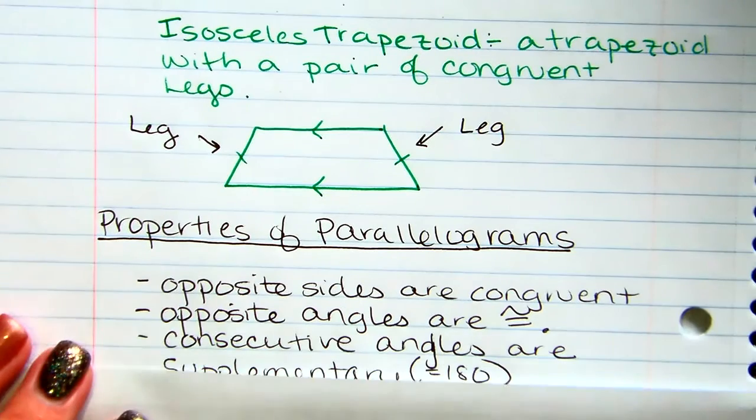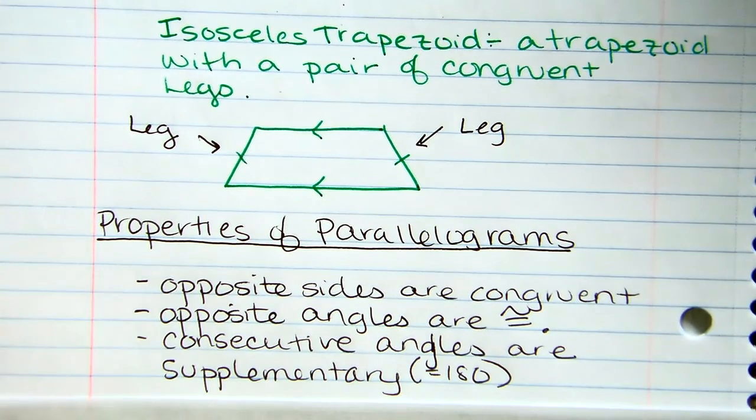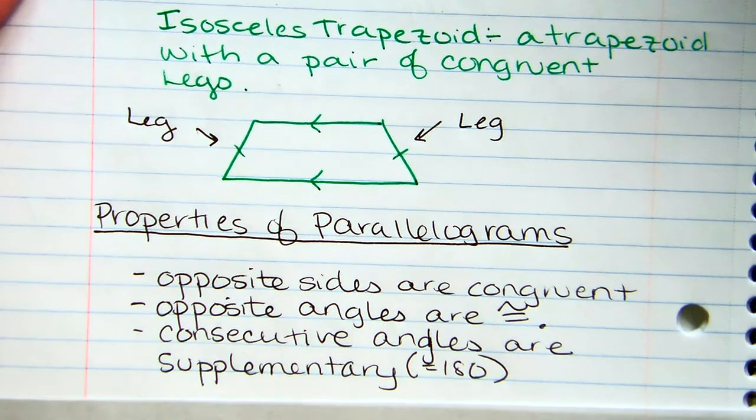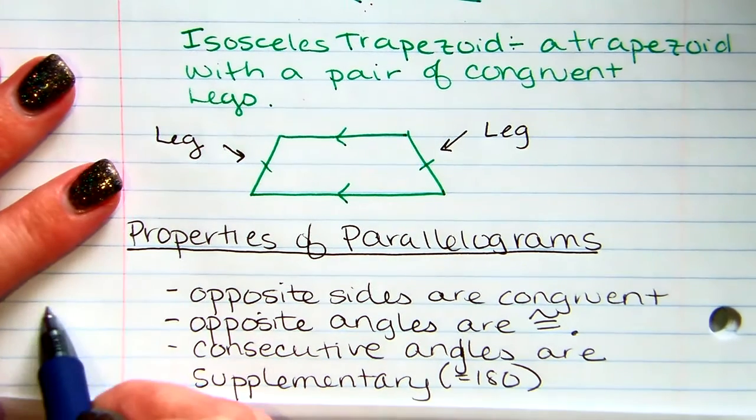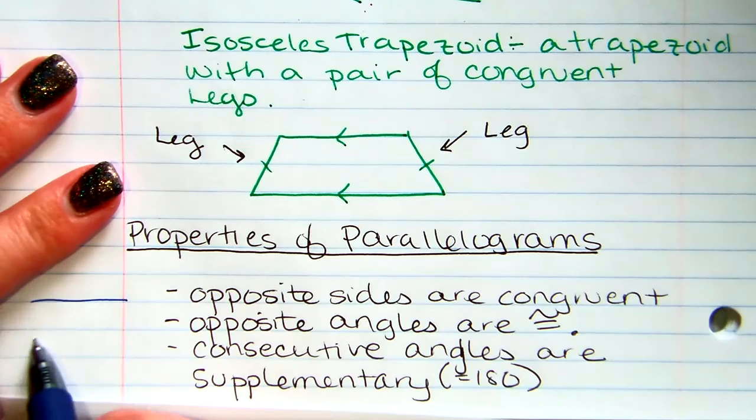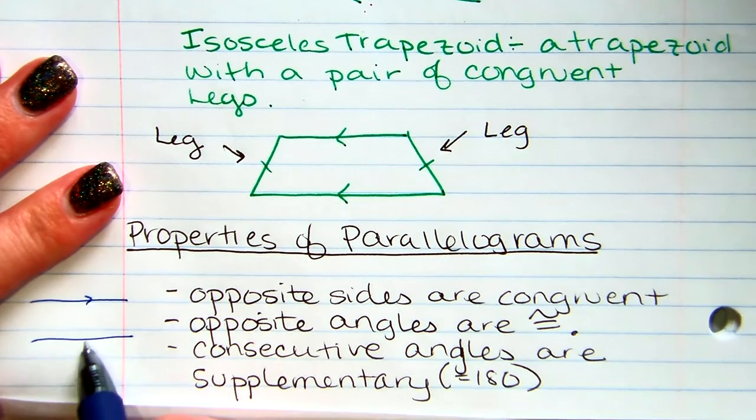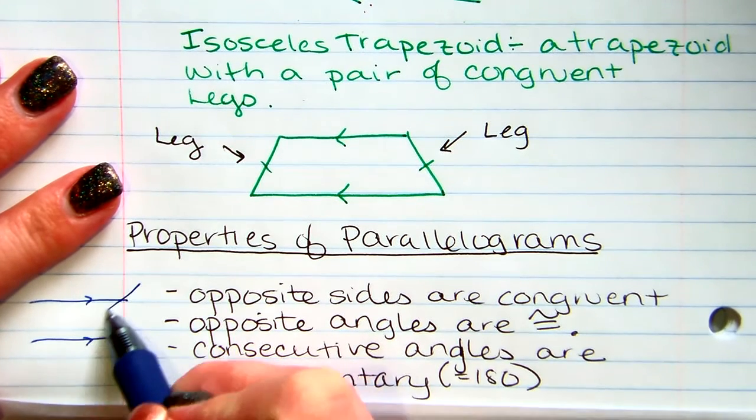Now lastly, we have something called consecutive angles are supplementary. So we've talked about consecutive angles before. You know them as same side angles. So thinking about this, if I have a figure, and I'm going to draw this over here on the corner, let's say I've got my 2 sets of parallel lines, and it's cut by that transversal.